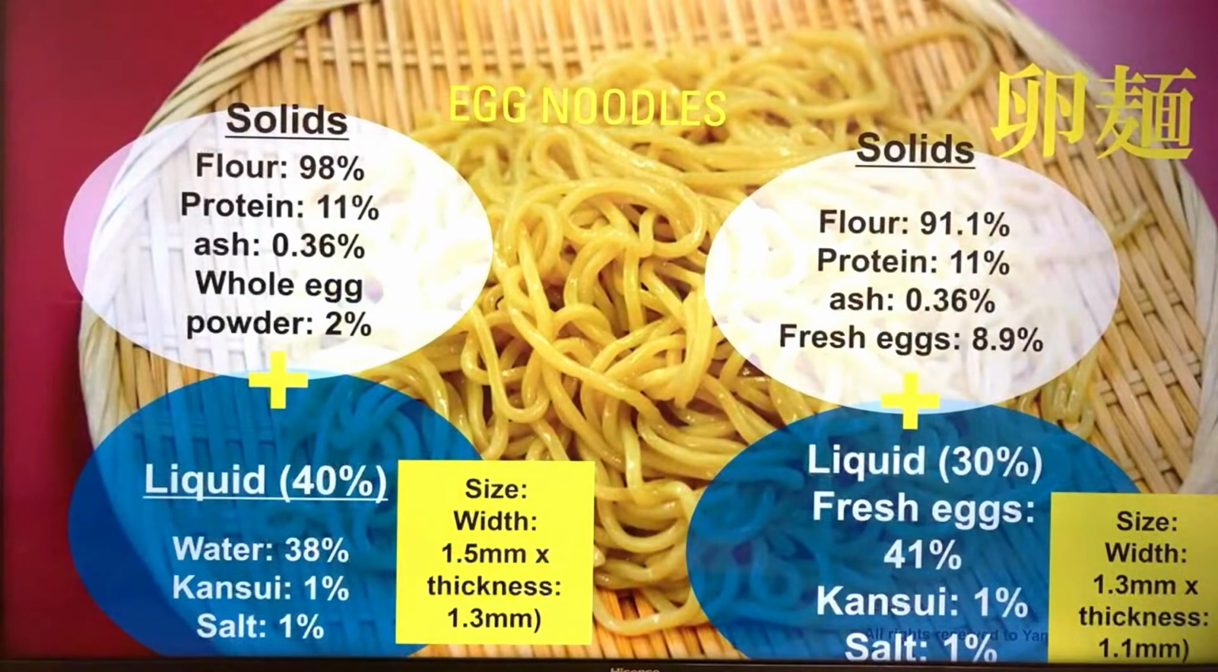So, egg noodles. When we're making, for example, a liquid 40% hydration ratio, water 38%, kansui 1%, and usually we add whole egg powder, maybe 2% to the total solids. But in the case of using fresh egg only, without any water, the calculation would be like this.